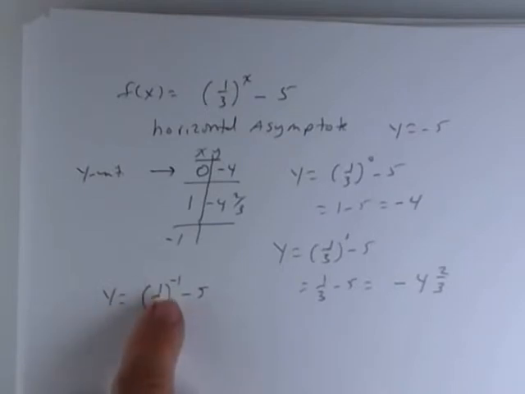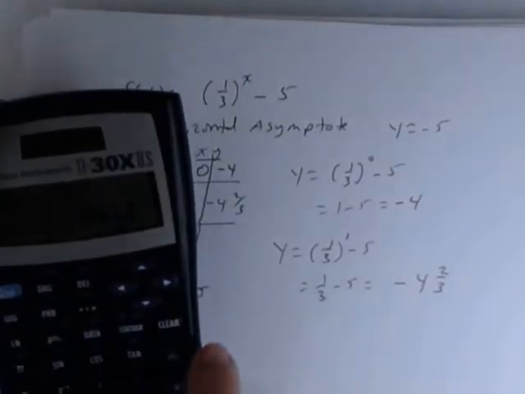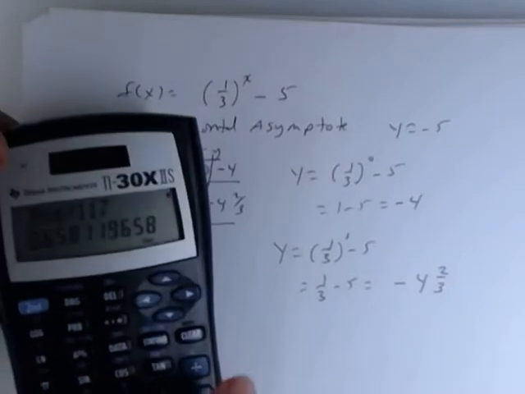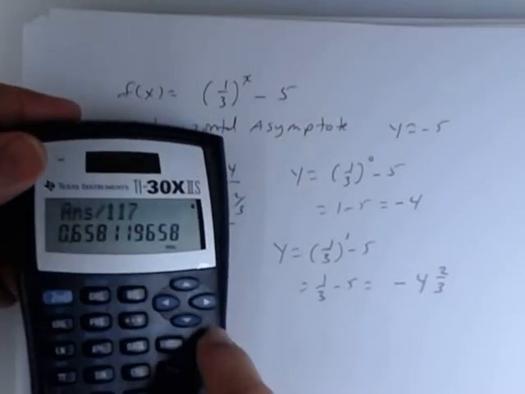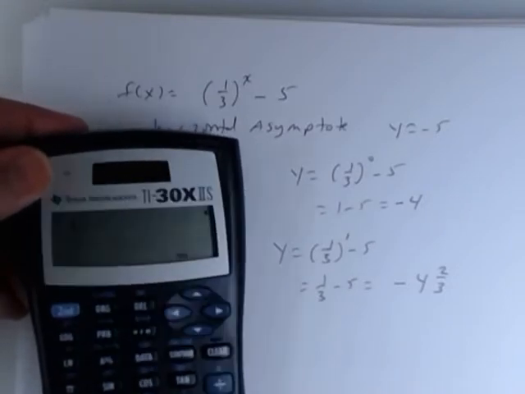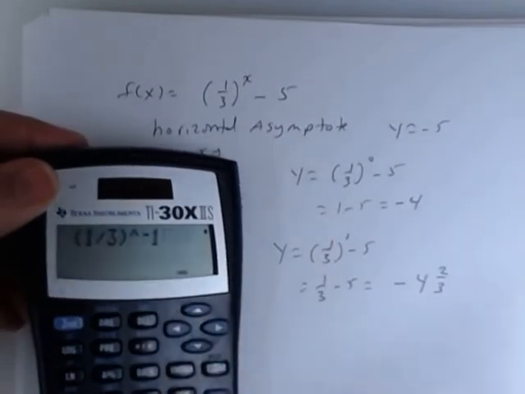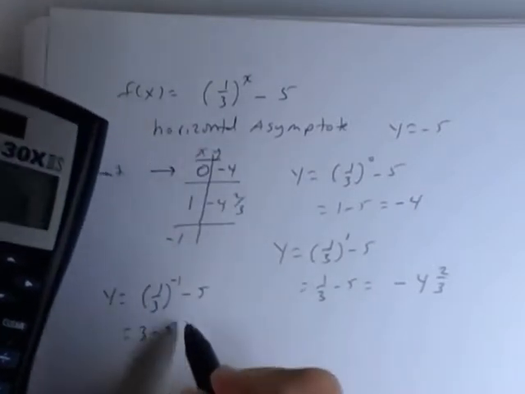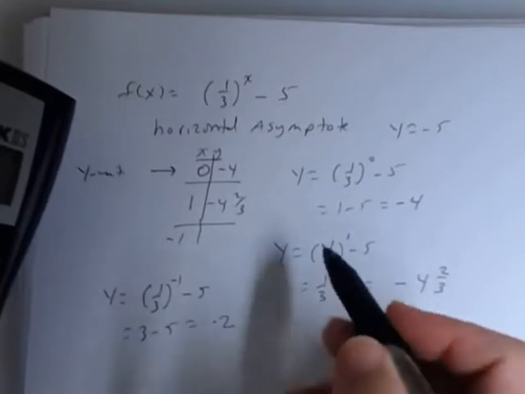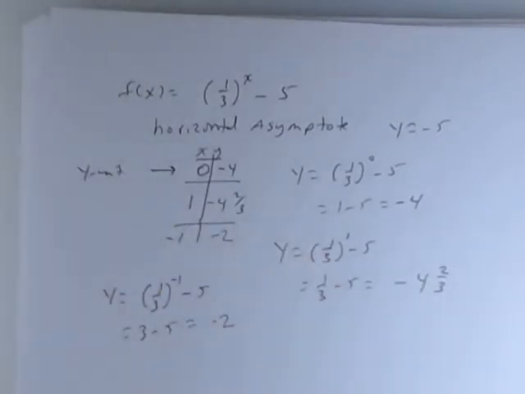So if you don't remember that, just use your calculator. On your calculator, you got to be careful. You got to put that in parentheses. Well, first of all, let me just verify that 1/3 to the negative first power is 3. So you say parentheses, 1 divided by 3, close parentheses, raised to the -1. Press equal, and you get 3. All right, so that's 3, but I'm subtracting 5, so what's that? -2.